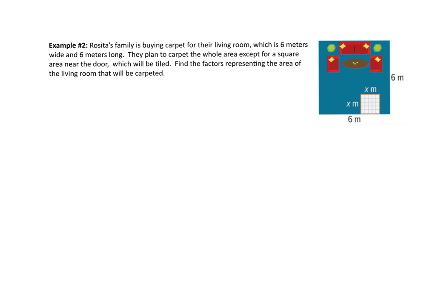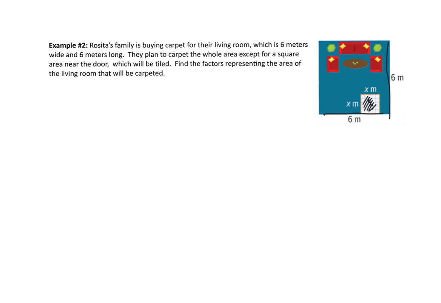It says Rosita's family is buying carpet for their living room, and their living room is 6 by 6. Okay, so you can see here 6 by 6 meters on the side here. They're going to carpet everything except this little area here. So they're not going to put carpet in this little square, which is x by x. It says, can you find the factors representing the area of the living room that will be carpeted?